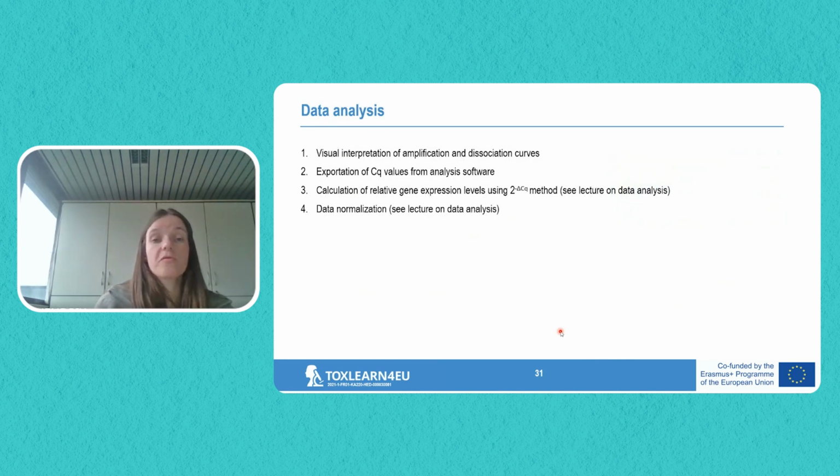And then once you've performed a qPCR run, you can then visually interpret the amplification and dissociation curves to check whether they look okay. And then you can export the Cq values from the analysis software. And then based on these Cq values, you can calculate relative gene expression levels using the 2 to the power of minus delta Cq method, which I will explain in detail during the session on data analysis. And then in the end, you also need to normalize your data. And this is again something we will see in the data analysis lecture.